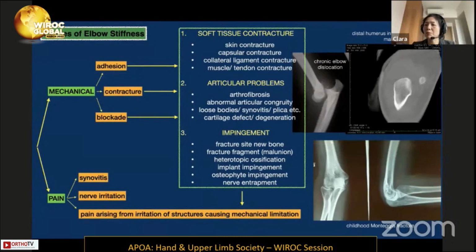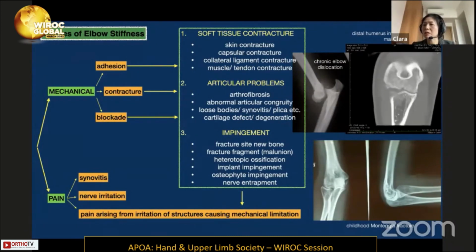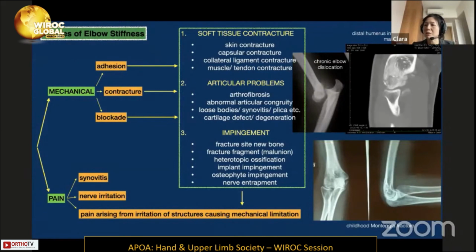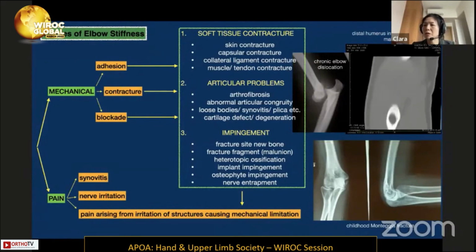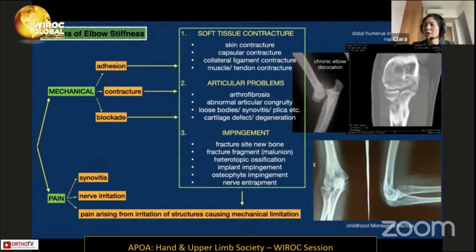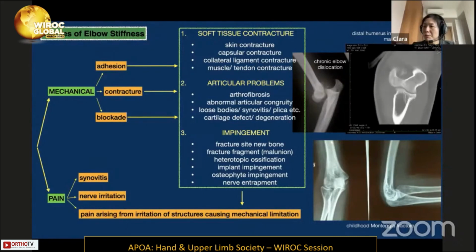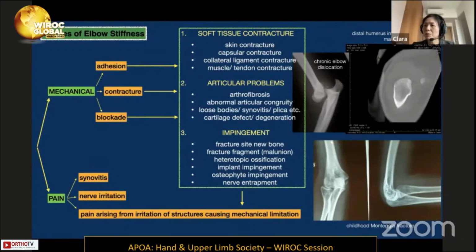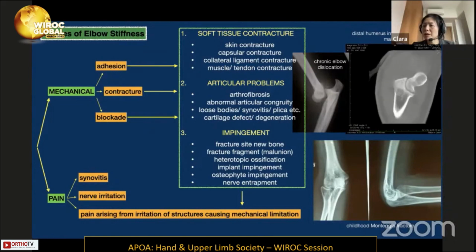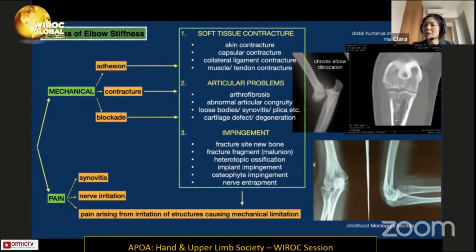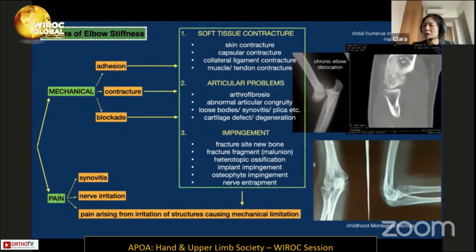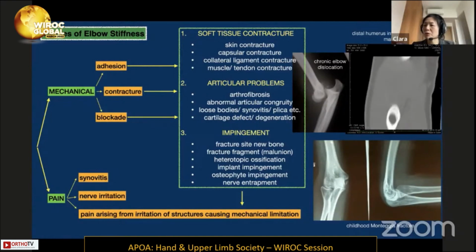the two. For mechanical reasons, it can be soft tissue contracture like the skin, capsular, collateral ligament, muscle tendon contracture, or it can be articular problems such as arthrofibrosis, abnormal articular congruity, presence of loose body, synovitis, cartilage defect, and so on. And it can also be due to impingement such as the fracture site new bone, the fracture fragment malunion, heterotopic bone, by the implant, by the osteophyte in the degenerative change, or by nerve entrapment.